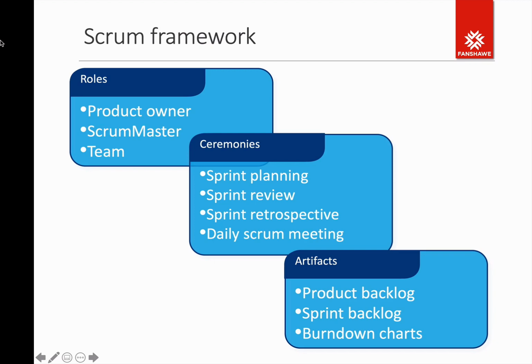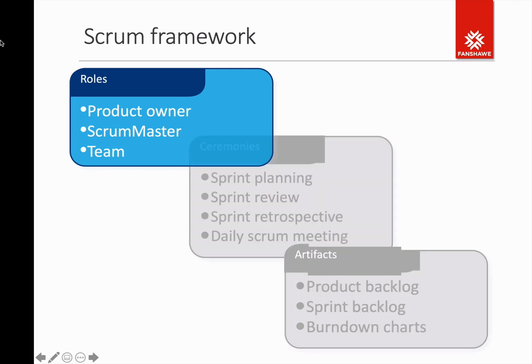When we talk about Scrum, we have to look at it from really a framework perspective. There are very specific roles defined. There are very particular ceremonies involved, and there are specific documents or lists, and we call those artifacts. So I'm going to go through them in a little bit more detail. So what are the roles? Product owner, Scrum Master, and then the development team.